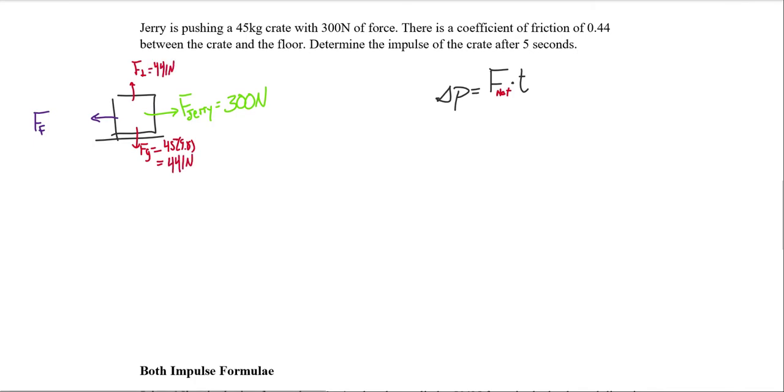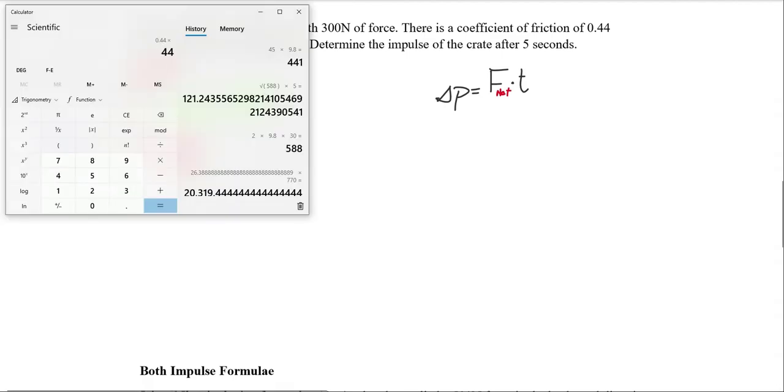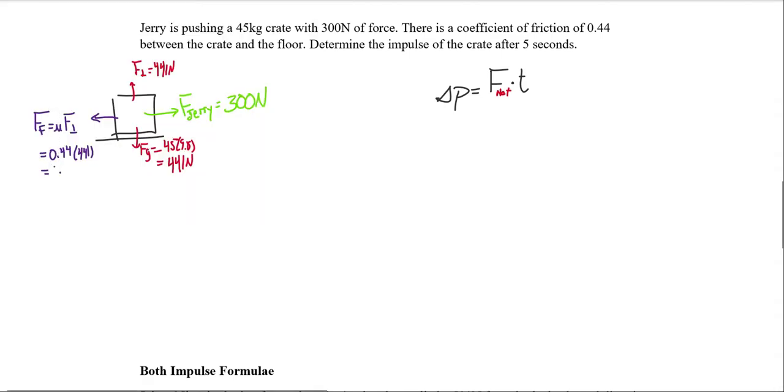And we'd be able to use this to calculate the force of friction because it's the coefficient of friction multiplied by the normal force. So that would be 0.44 multiplied by 441, which turns out to be 194 newtons.